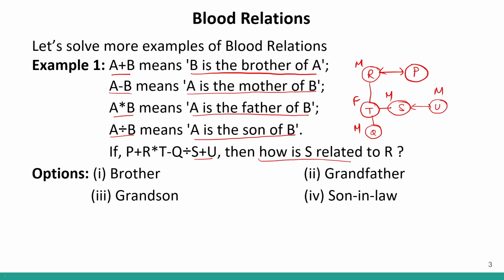The question says, how is S related to R? How is S related to R? So over here, S is basically what? Spouse of T. S is spouse of T and R is the father of T. So S would be what? S would be the son-in-law of R, since R is the father of S's spouse. R is the father of S's spouse, so S will be the son-in-law. Okay, so answer will be option number 4, son-in-law. This will be the correct answer.